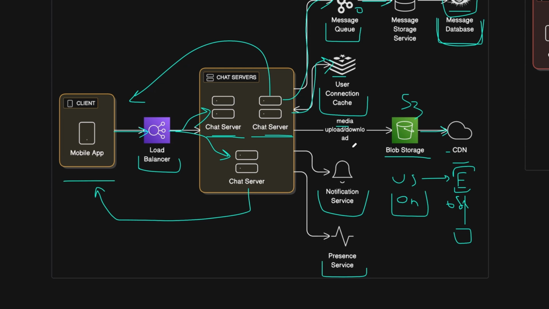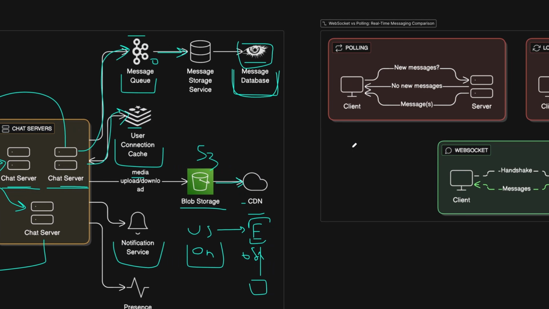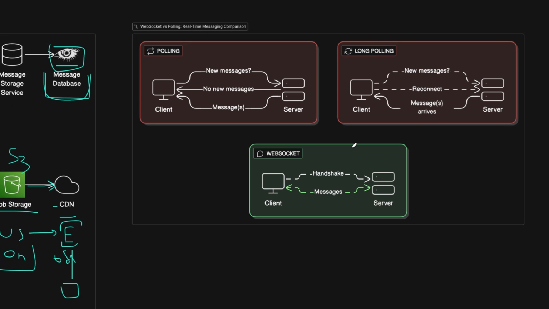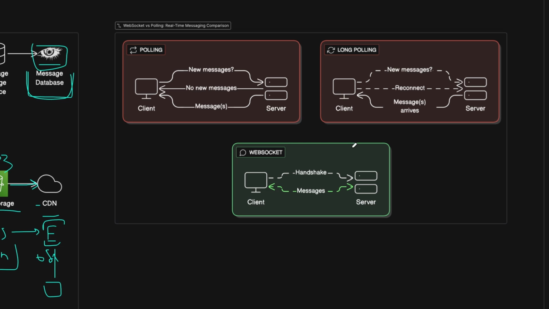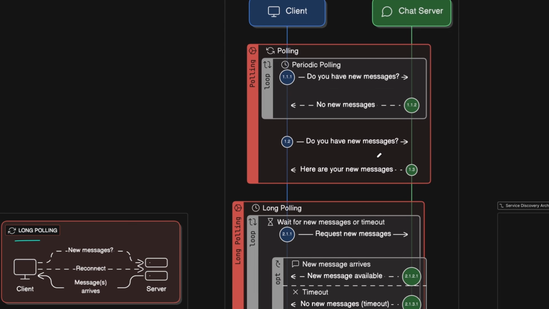Now let's choose the communication method between the mobile app and the chat servers. We have three options here: polling, long polling, and WebSocket communication. Of course, most messaging apps use WebSocket for communication, but let's understand why that is the case by looking at their pros and cons. Let's start with the polling option.